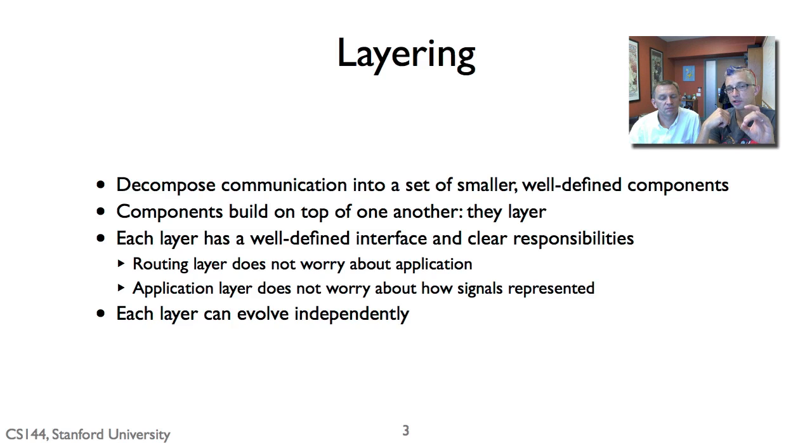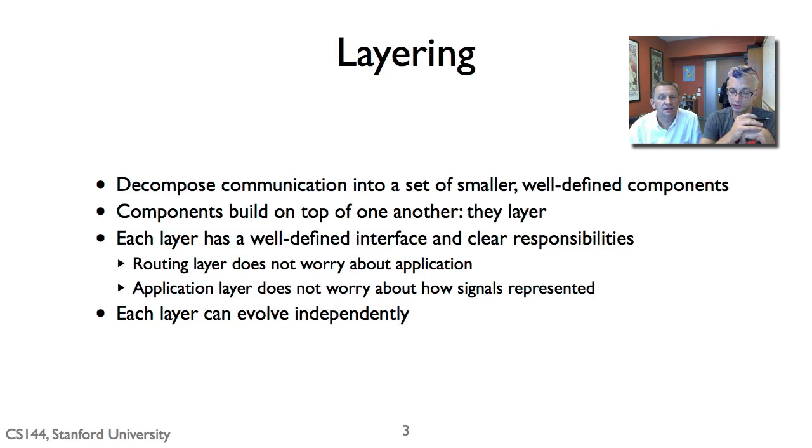And so what's really important is that each layer has a well-defined interface, that is how you interact with it, as well as clear responsibilities. So for example, a routing layer is responsible for delivering a packet from one node to another node across multiple hops. It doesn't at all care about what the application level payload of those packets are. It just wants to take packets of data and deliver them to an endpoint. That's the routing layer's responsibility.